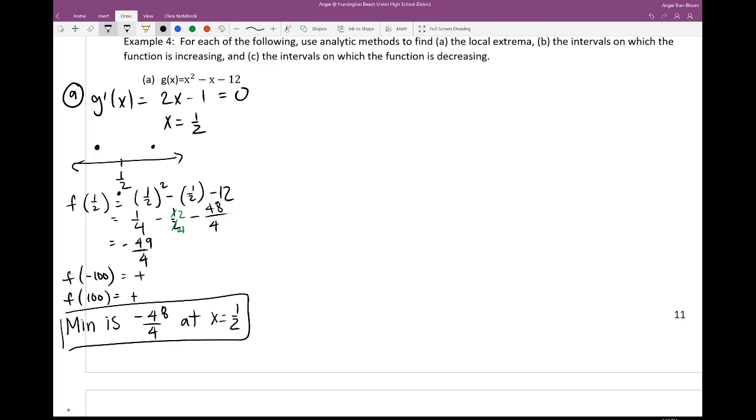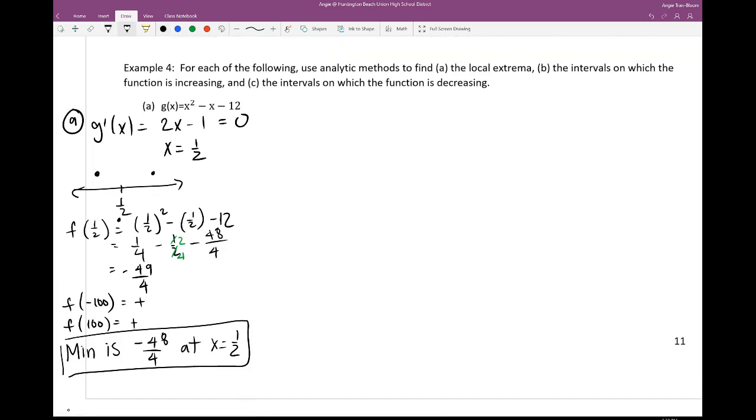Gorgeous. Okay. Let's do B. What did B want us to do? Find the intervals on which the function is increasing. Now, this is the new theorem that we just studied. I'm still going to use that half, but I'm no longer using f of x. I'm going to use f prime of x here.